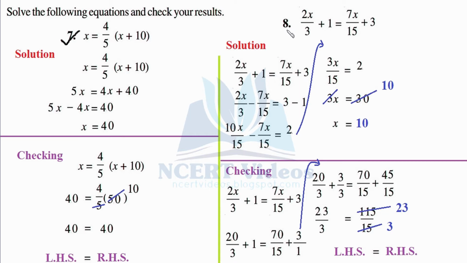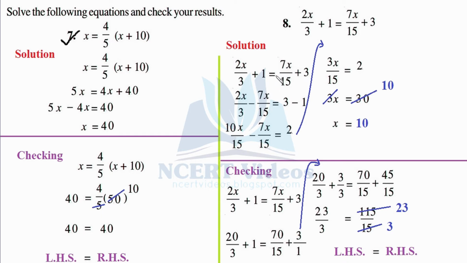Moving on to question number 8. It is 2 times x over 3 plus 1 equals 7 times x upon 15 plus 3. In the first step, we write the question as it is. In this, we will not try to solve it. That is, we will not try to make the denominators common. First of all, we will try to separate the variables. So we have two variable terms, that is 2x over 3 on the left-hand side and 7x over 15 on the right-hand side. We will try to shift the variable on the right-hand side towards the left-hand side.